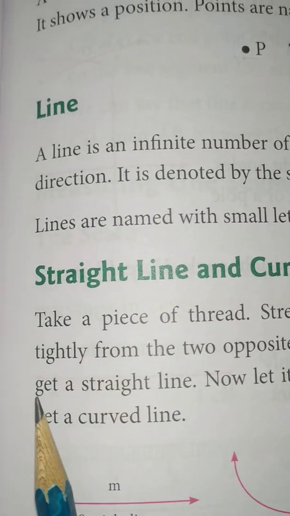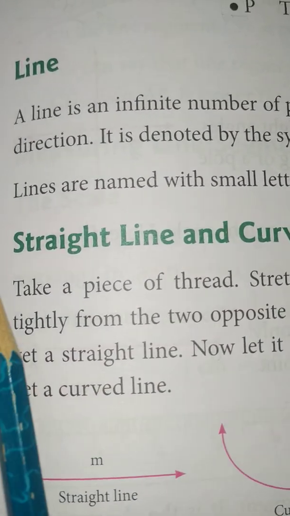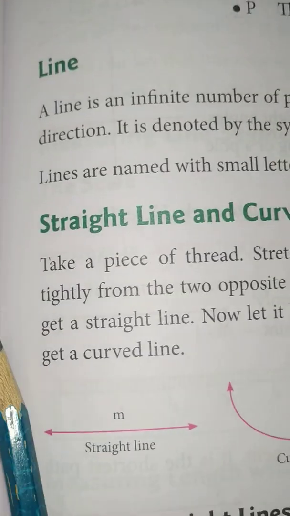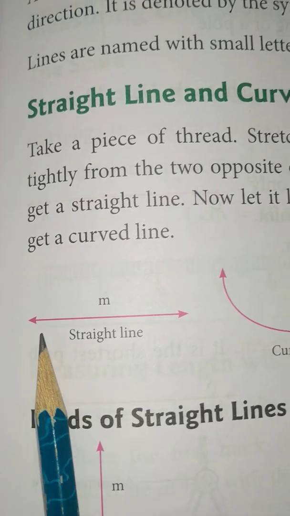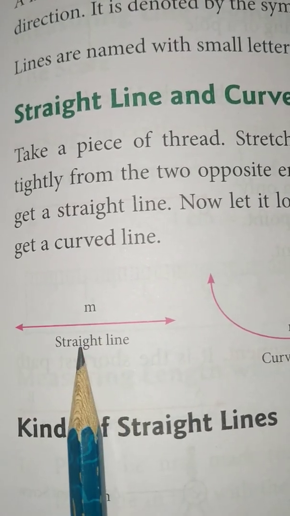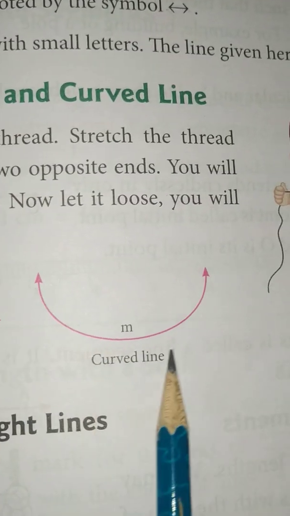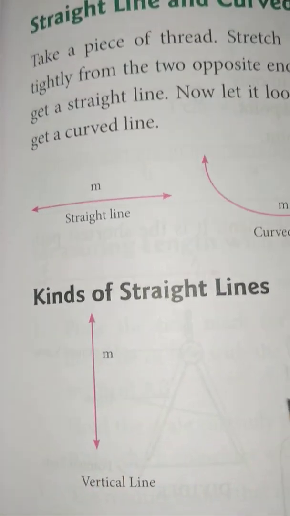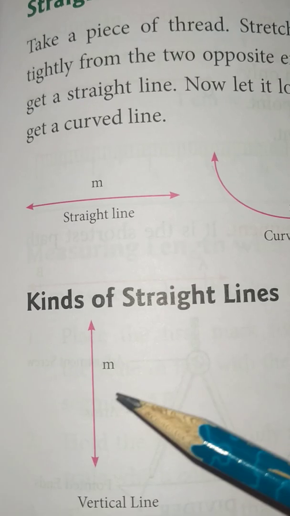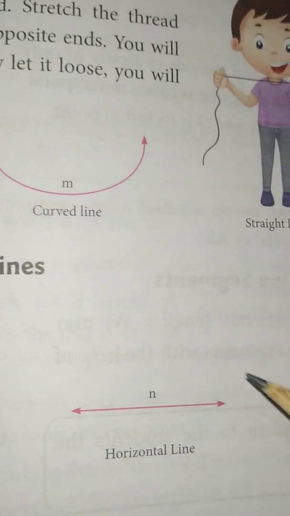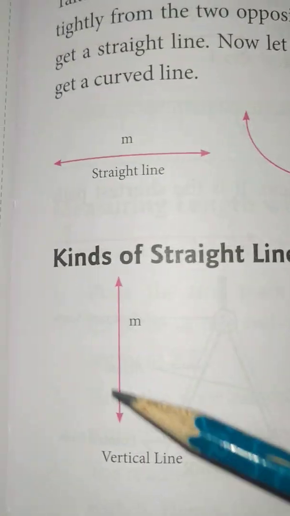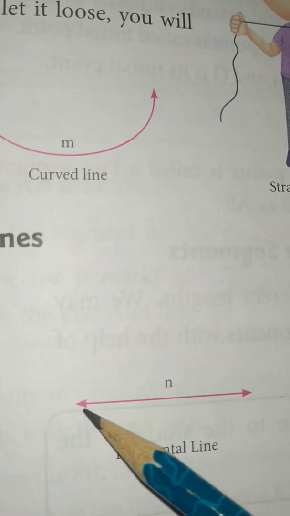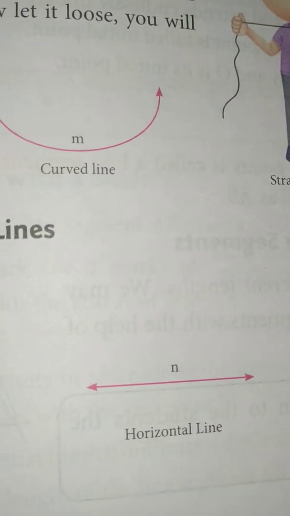Now the lines are of different types, like straight line and curved line. See, this one is a straight line, small m, and this one is the curved line. Now another type of lines are the vertical line and the horizontal line. So this one is the vertical line and this one is the horizontal line.